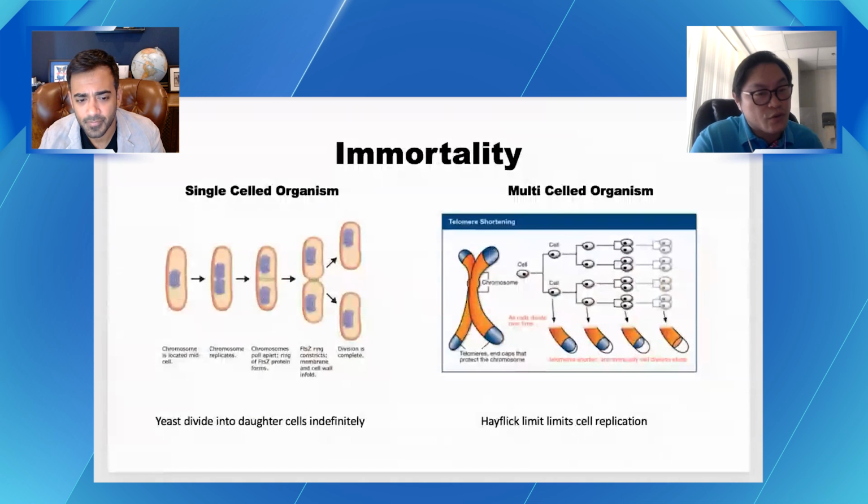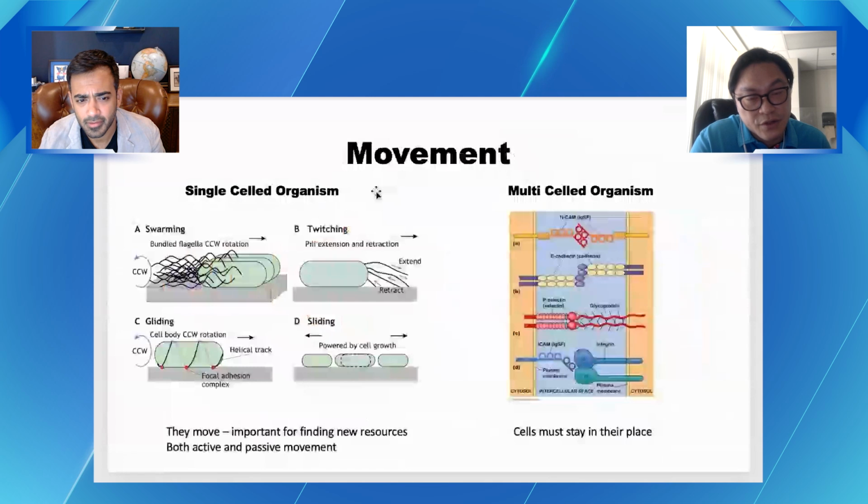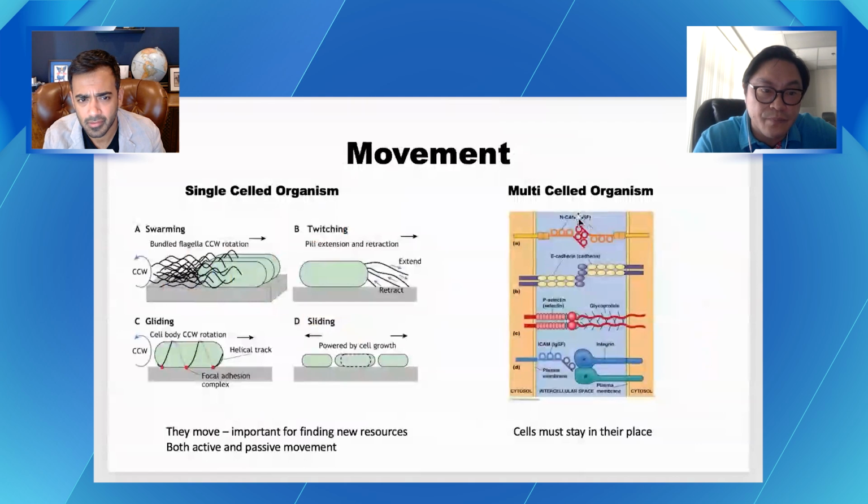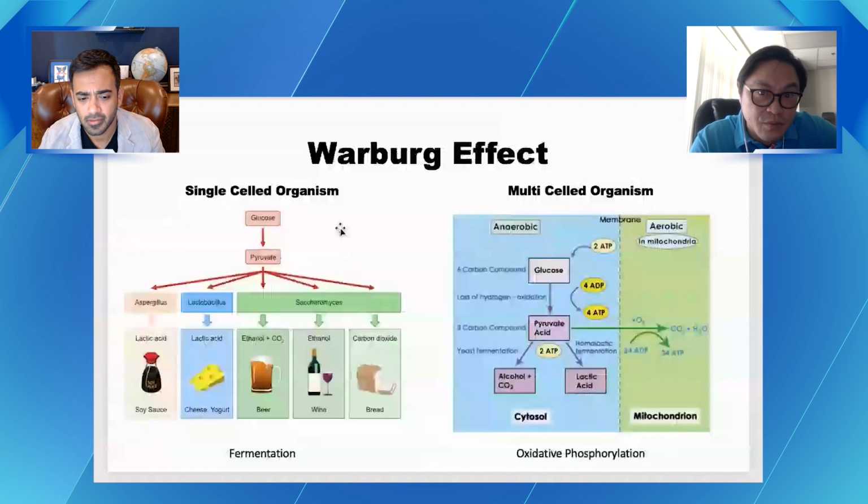Single-celled organisms tend to move around. They have all different ways of moving, whether it's swarming or twitching. The point is that it moves, whereas multi-celled organisms' cells don't move. Your liver doesn't move. It's locked into where it's supposed to be, and they have cellular adhesion molecules, ECAM, ICAM, all of these different adhesion molecules to stick the liver to where it's supposed to be. And the other thing is that single-celled organisms use glycolysis. They ferment, whereas multi-celled organisms only ferment in the absence of oxygen. In the presence of oxygen, they all use oxidative phosphorylation.